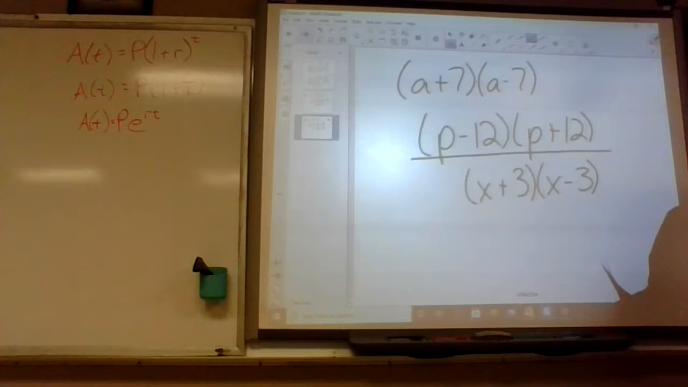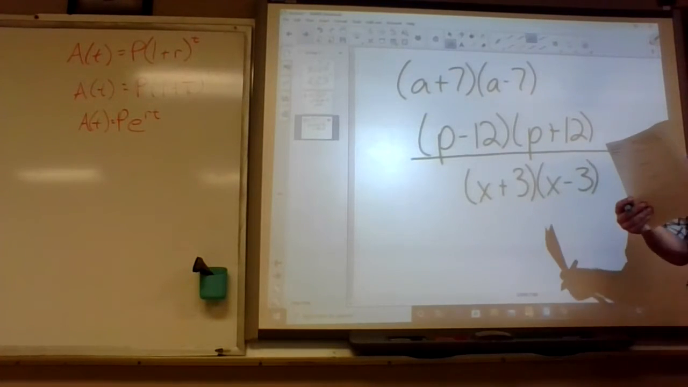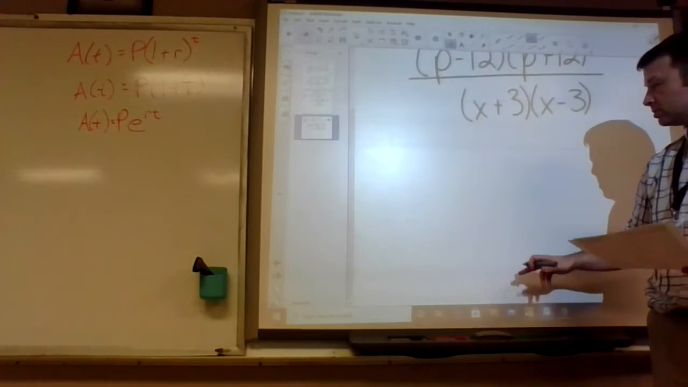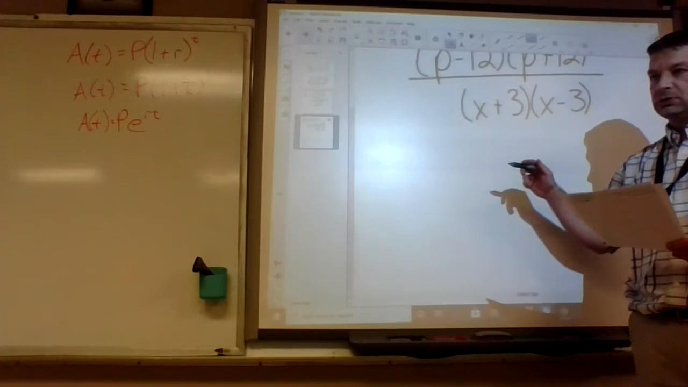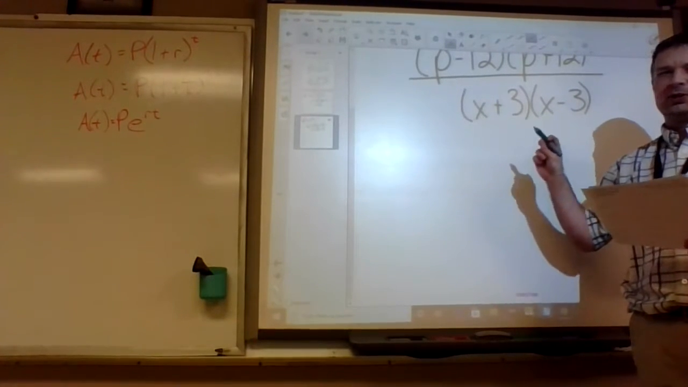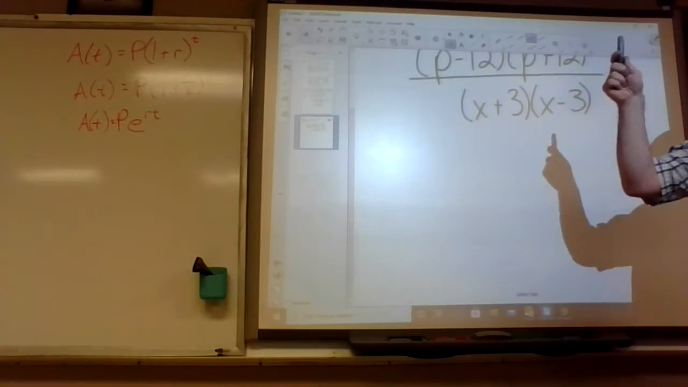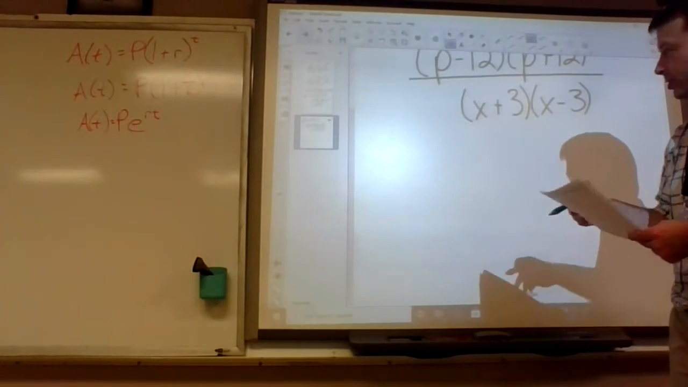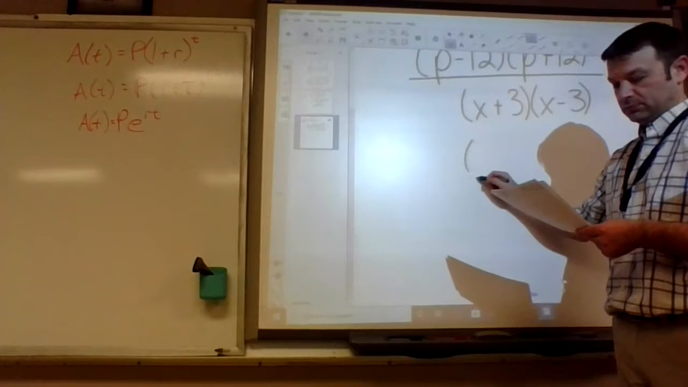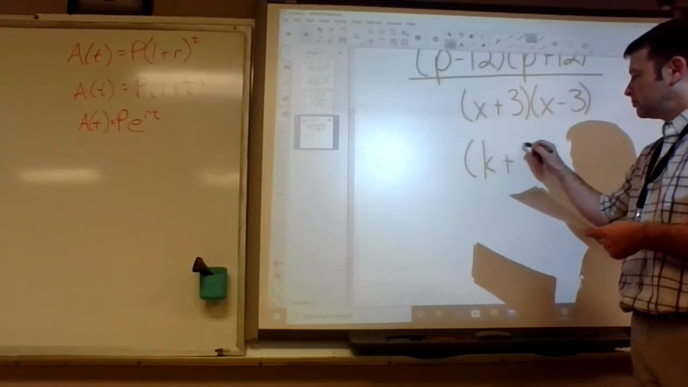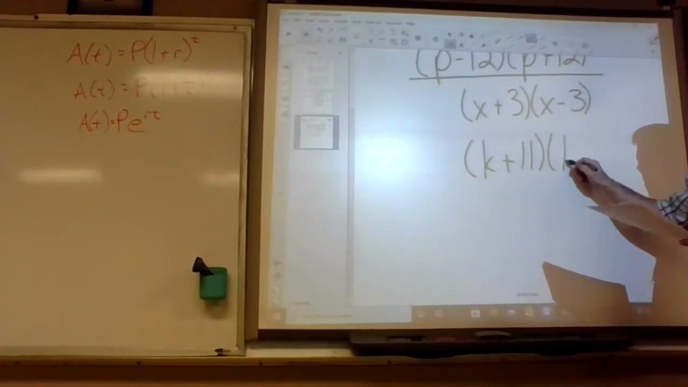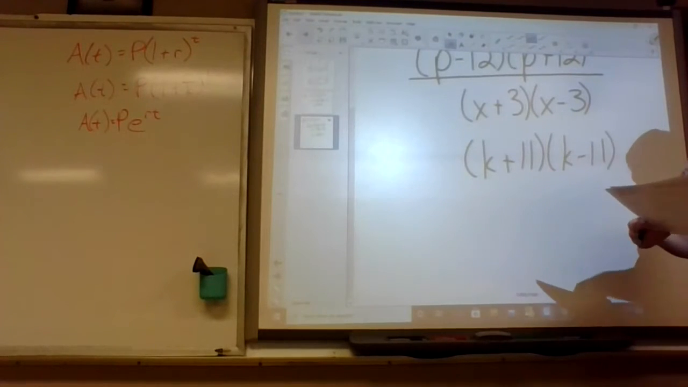Okay, number 7, Emily. Remember square root of 121? Okay, who remembers square root of 121? This is in our 11 times tables. 11 times 11. So what would it be, Emily? K plus 11 and k minus 11.